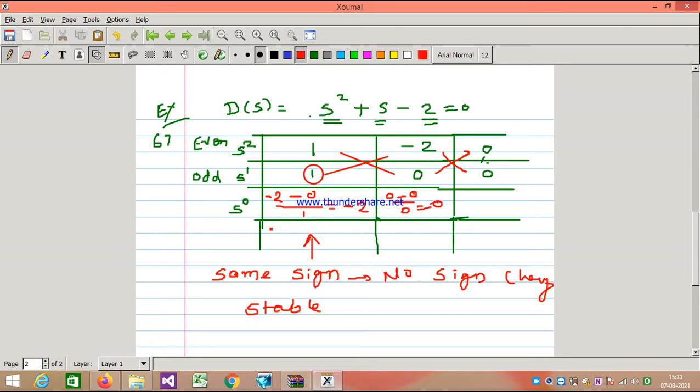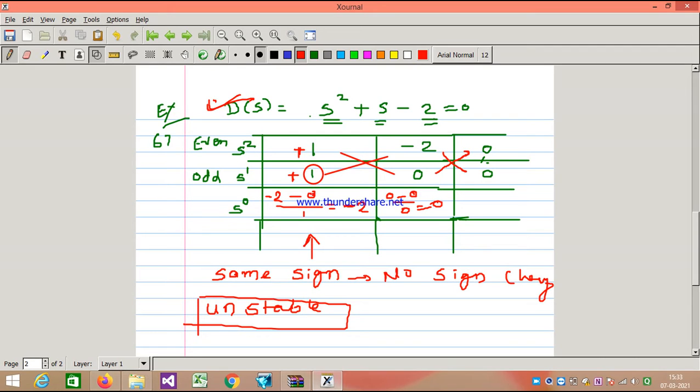Now just observe this. Here this sign is positive, this sign is positive, this sign is negative. That means there is a sign change, so our system is called unstable. Why? Because there is a sign change. See, this one is positive 1 and negative 2, so negative and positive is a sign change. That's why it's called an unstable equation.